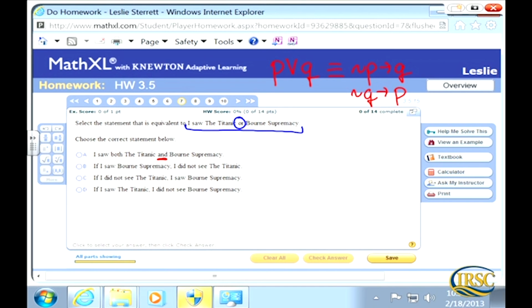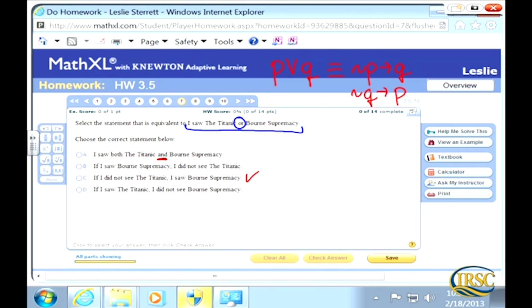If I did not see the Titanic, I saw Bourne Supremacy. Notice that that one does follow this pattern right here. If I did not see the Titanic, I saw Bourne Supremacy. So that is equivalent because you did one or the other or both. So if you didn't do one, then you did the other.